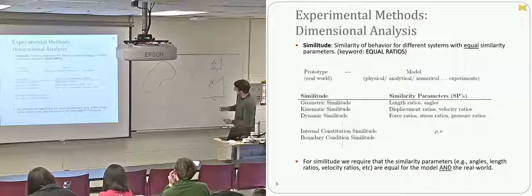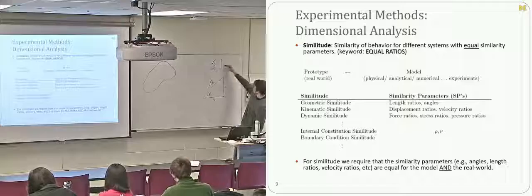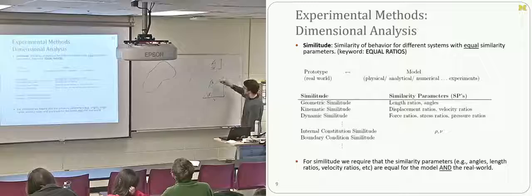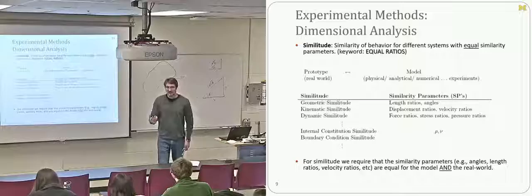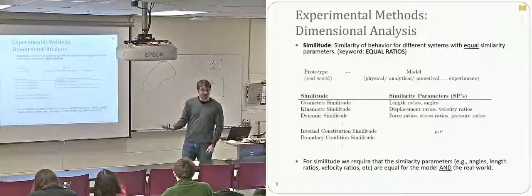This tells us that the ratio of this side length to this side length is equal to the ratio of this side length to this side length, which is equal to the ratio of this hypotenuse to this hypotenuse, and that the 45 degree angle is the same. This is really important for physical modeling. That's why you see this painstaking detail going into creating ship models that look like exact miniatures of the things we're trying to simulate.